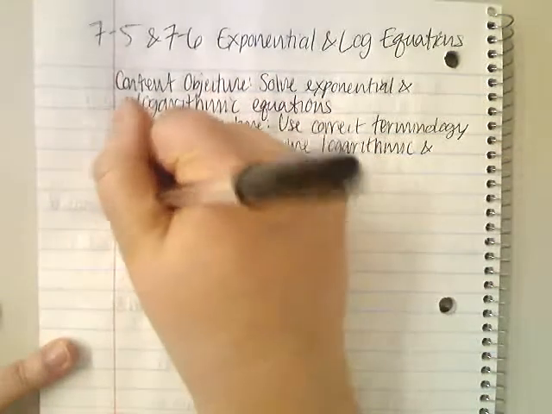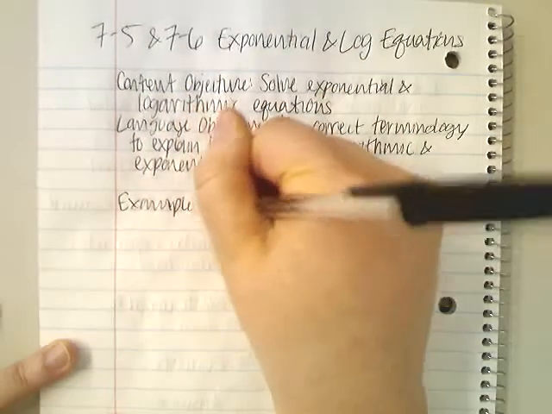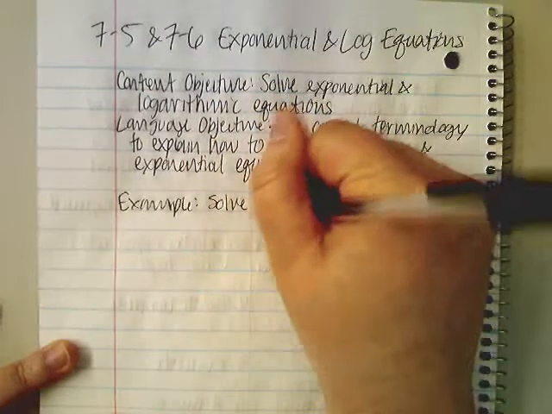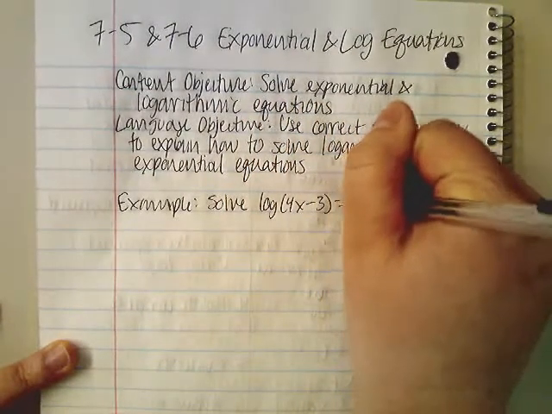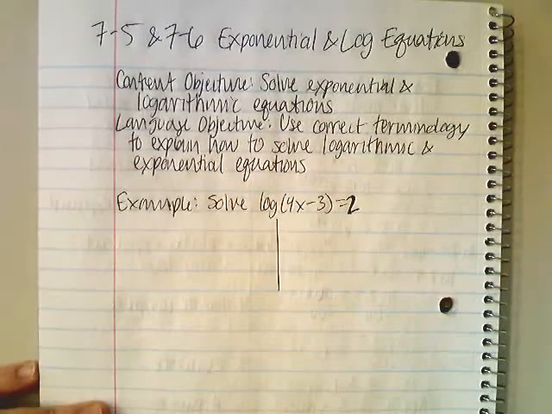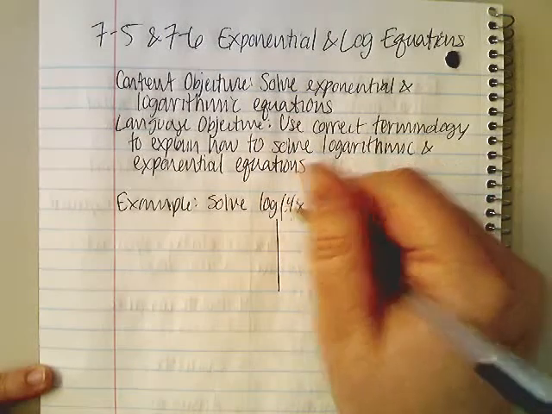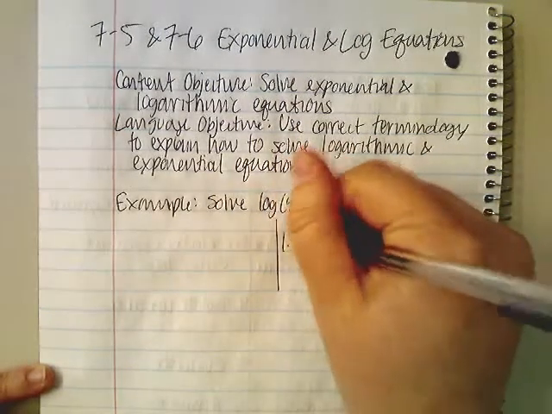So our first example is going to ask us to solve log of 4x minus 3 equals 2. So let's jump right in. Our first step, we need to get the variable outside of the log. So to do that, we're going to rewrite it as an exponential equation.